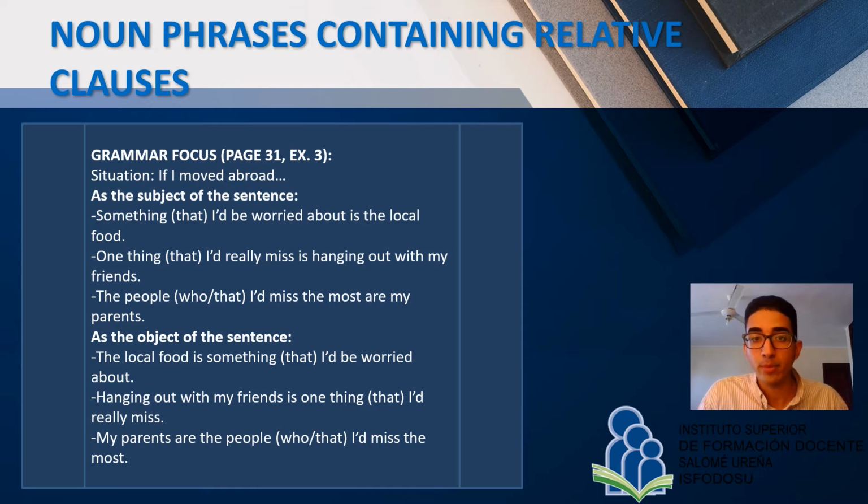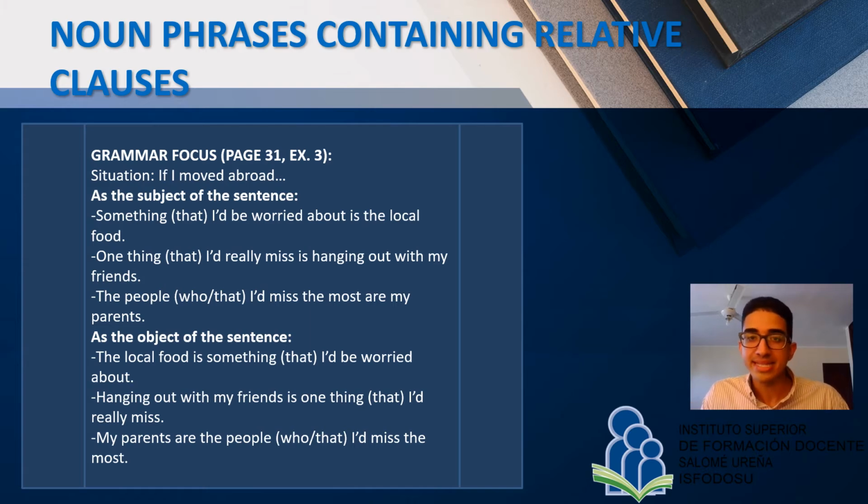Here you have some examples. The first one is, something that I'd be worried about is the local food. Here we are using the noun phrase as the subject of the sentence. The noun phrase containing relative clauses is something that I'd be worried about. Now, you can also use it as the object of the sentence. For example, the local food is something that I'd be worried about.